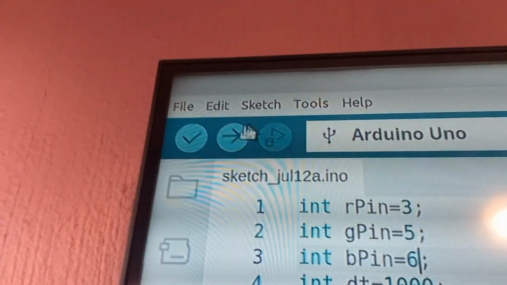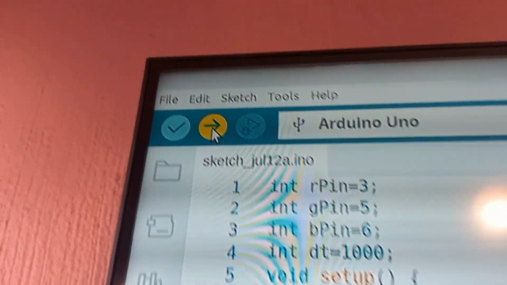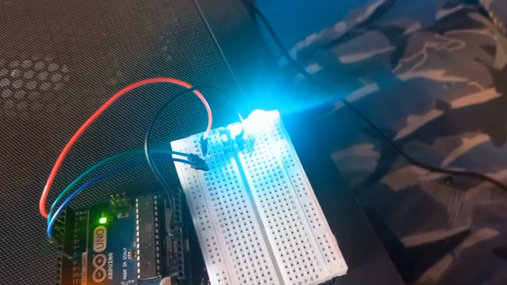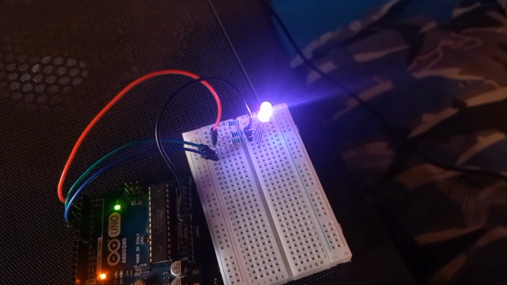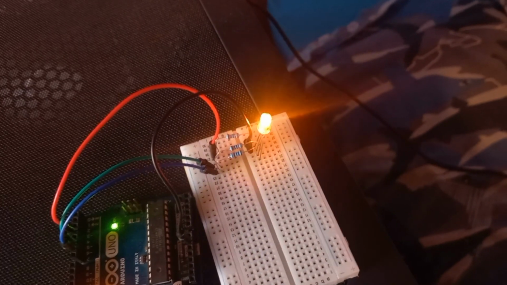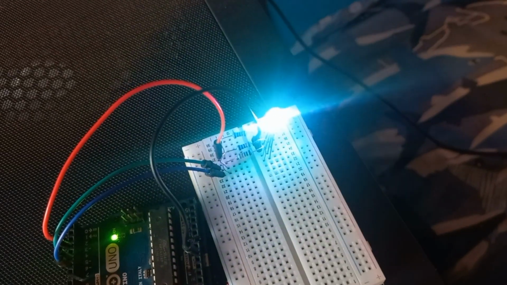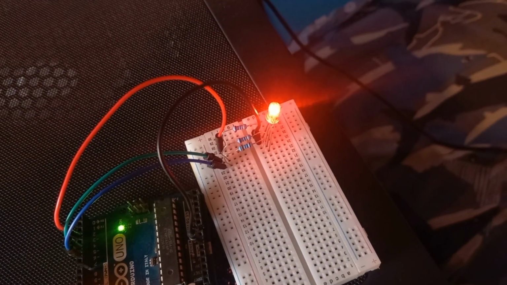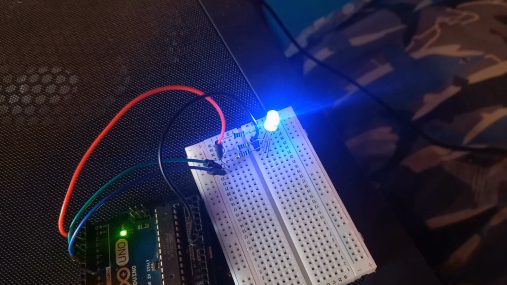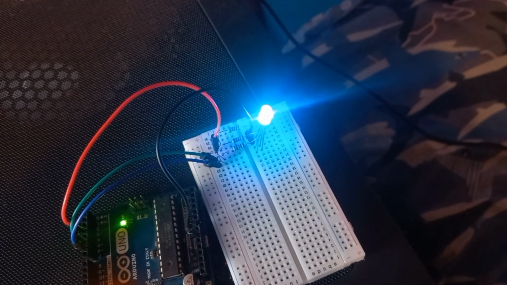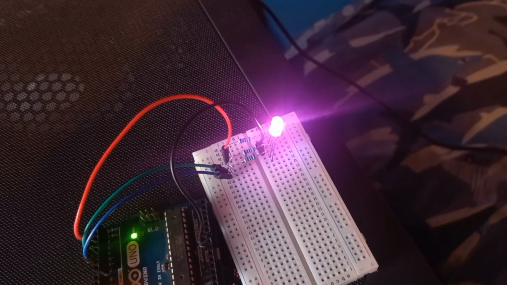But anyway, let's upload and see if there's problems. I'm scared. Seems like there's no problems. Ooh. Look at that. I'm changing the exposure so that there's a better result. You can see all of the colors. Look at that. Oh yeah, and by the way, the last one is white, because you can't really see that well on camera. But yes, I'm so excited.